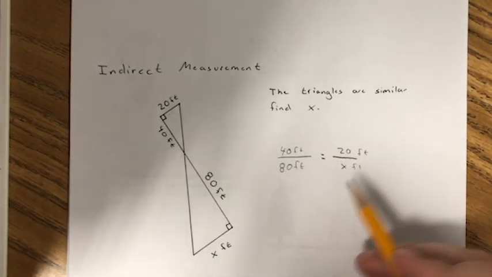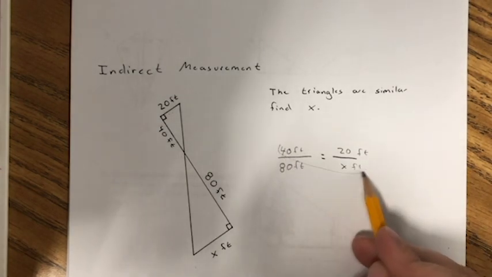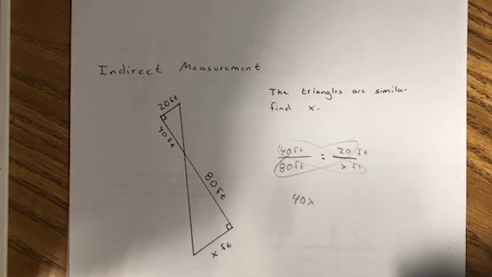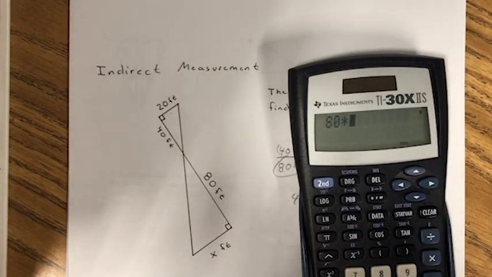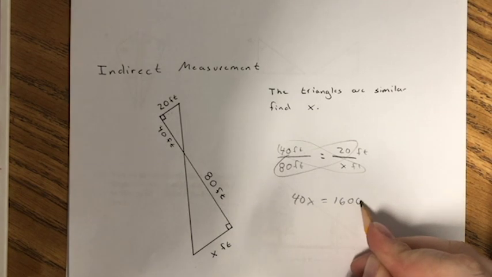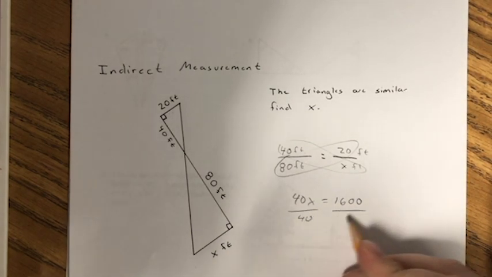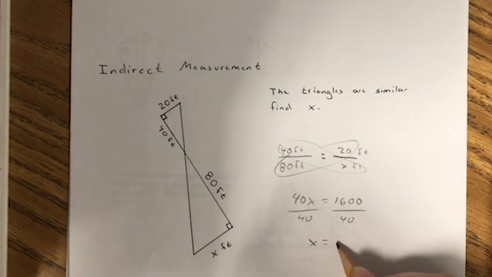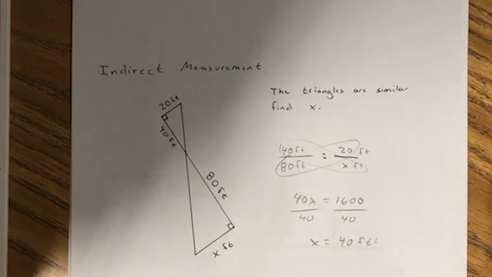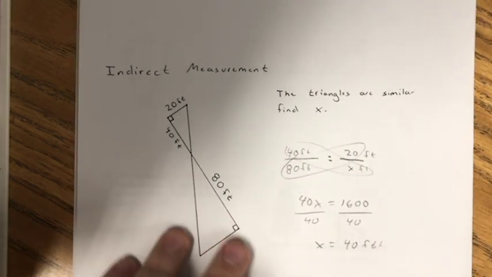Now that we have that, we can cross multiply and divide. This would give us 40x. This will give us, let's find out, 80 times 20 gives me 1,600. Divide by 40 on both sides, and I get that x is equal to 40. So that length here is 40 feet. All right, let's do some more problems like this.